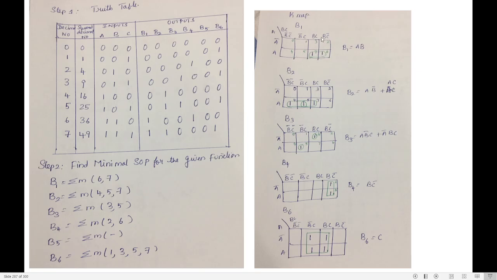What is common vertically? BC, BC bar. So what is common? B. So A and B are common. I am done with B1.